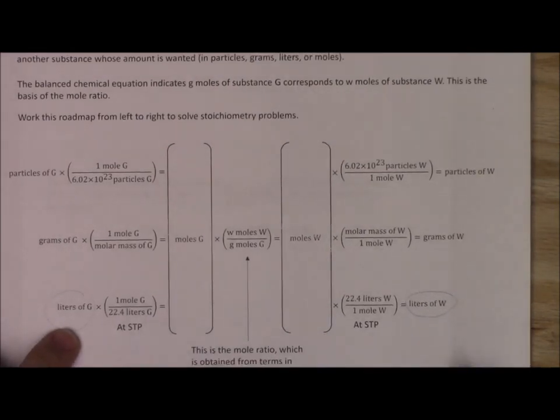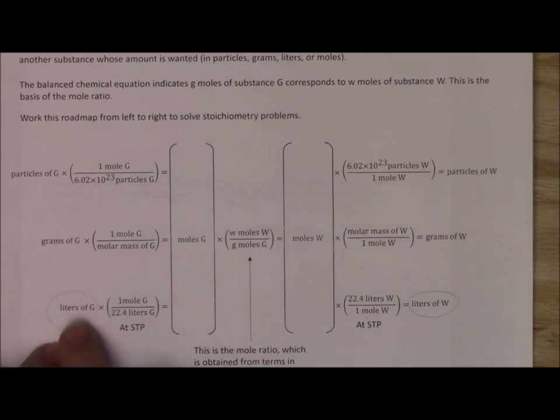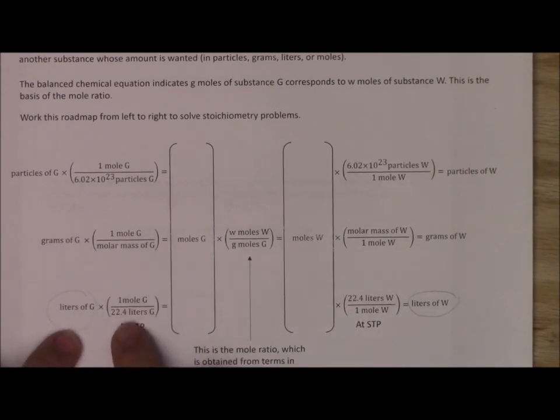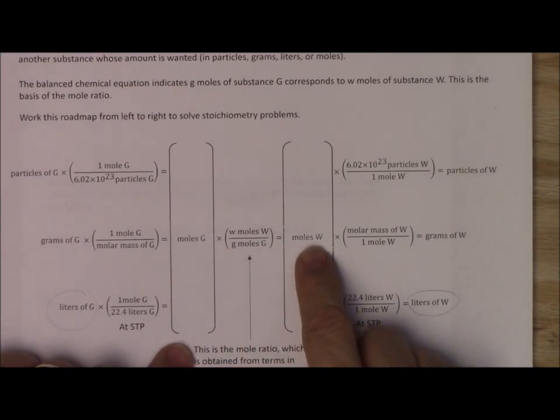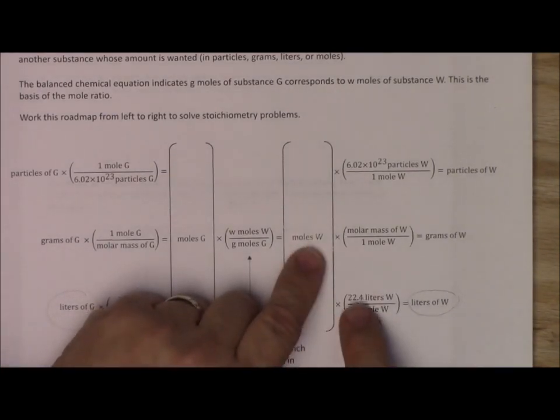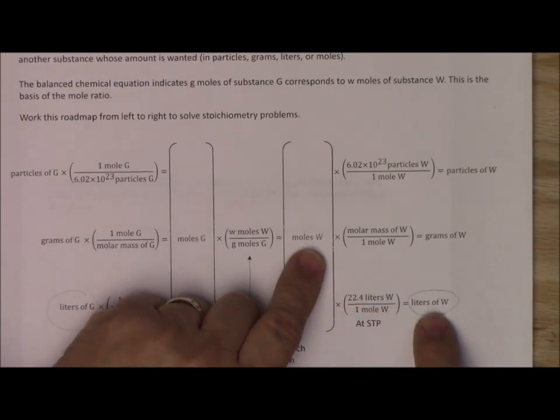So just looking at the roadmap, it looks like we would take the given liters of hydrogen multiplied by 1 mole of hydrogen over 22.4 liters of hydrogen, giving us moles of hydrogen. We would then multiply that by a mole ratio, moles of oxygen over moles of hydrogen from the balanced equation, which would give us moles of oxygen. Then we would take the moles of oxygen multiplied by 22.4 liters and get liters of oxygen.